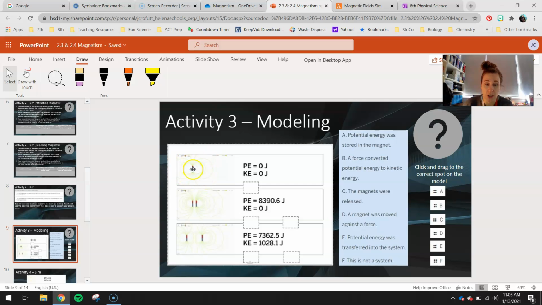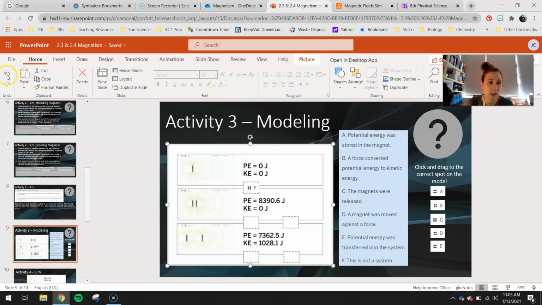So let's just take a look at the first box. Right now you only have one magnet there, so that technically is not a system. You need more than one part to consider it a system. So F would be the correct answer there. So you guys can either use your draw tool to draw an F in there, or you can come over here, click and drag your F, and drop it right into that box. Okay, so 2 options there. That's up to you guys, but F is the first answer for this first box.